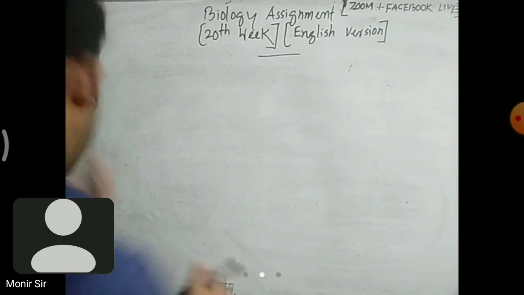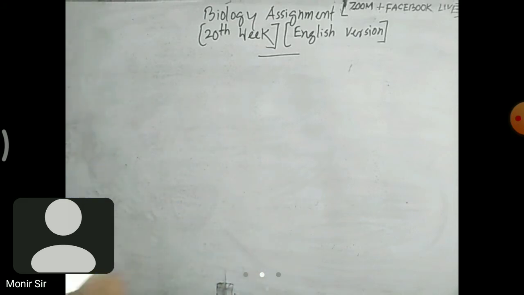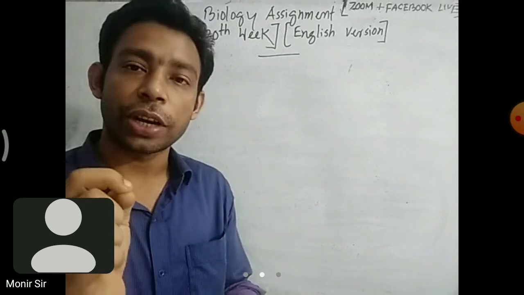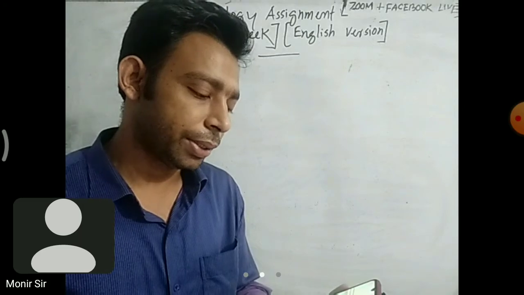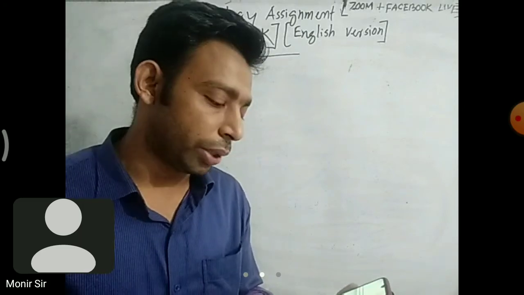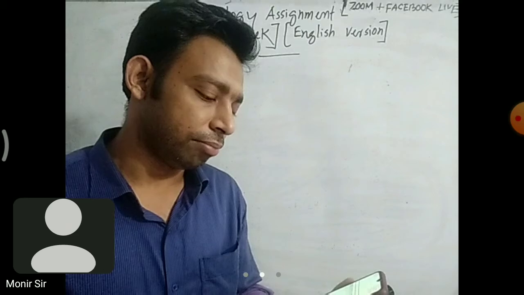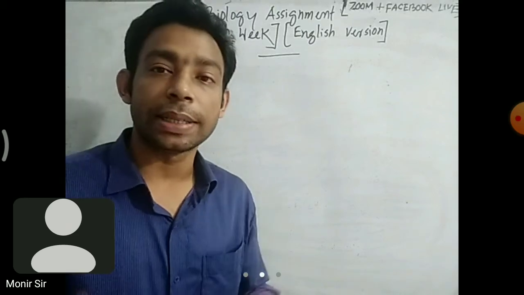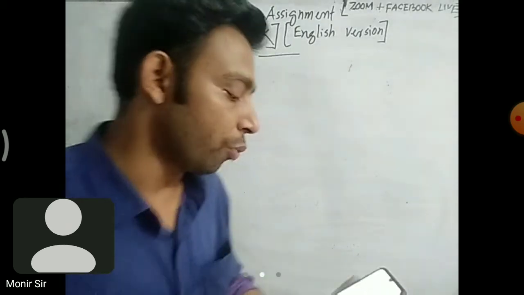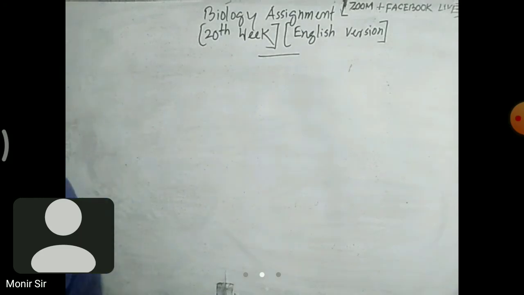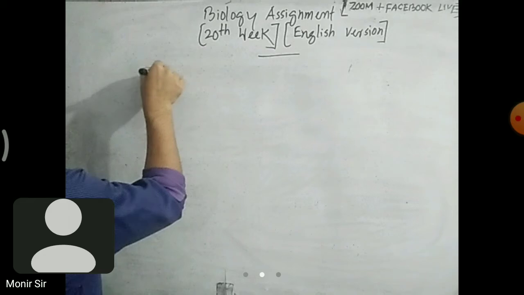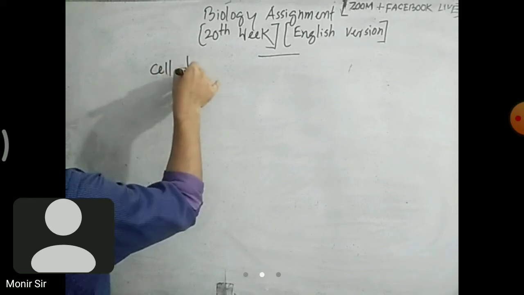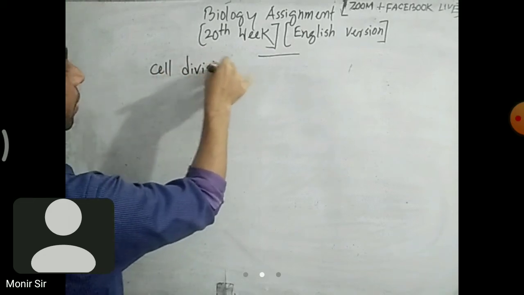How can you get good marks? Each and every stage you can mention where the change occurs, and then you can write some features with the figure, and then you present it in an excellent way. So let's go to the solution. First we give the definition of cell division.